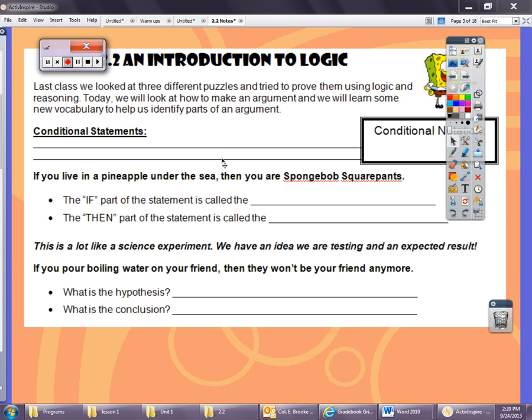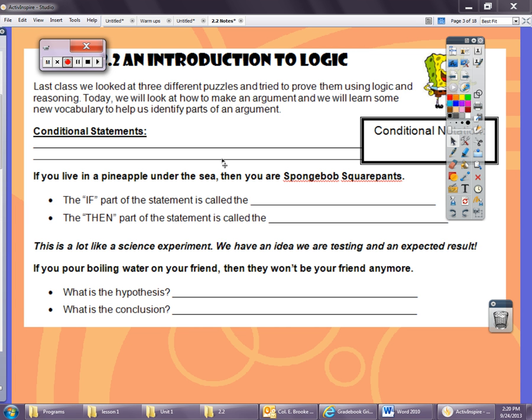Okay, notes 2.2, an introduction to logic. So today in class we looked at some different puzzles and tried to prove them using our logic and reasoning. Alright, today we're going to learn how to make an argument and learn some new vocabulary to also help us identify these parts of an argument.